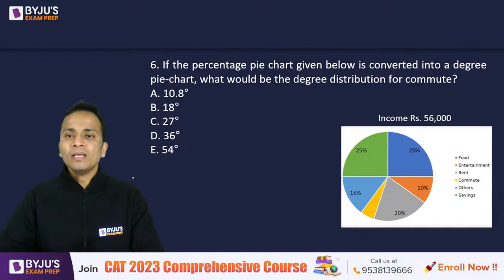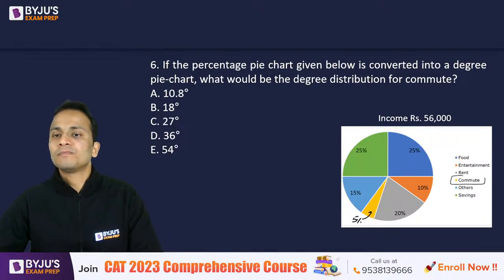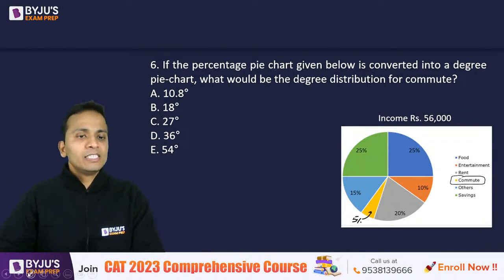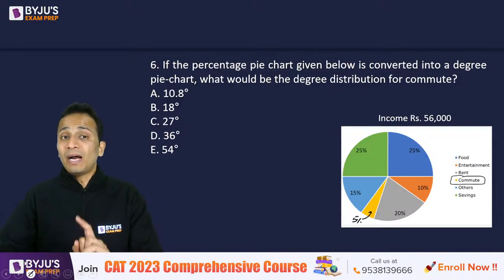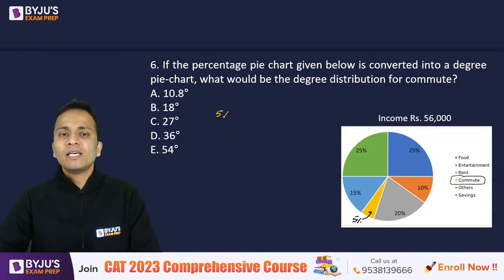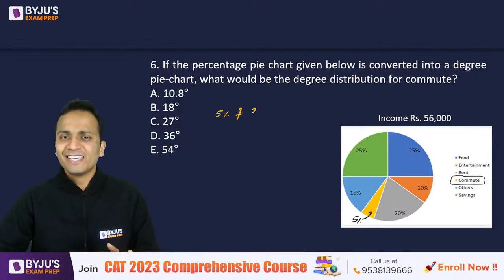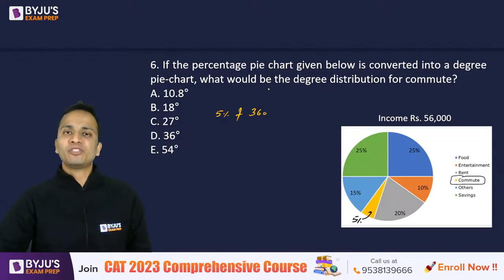Okay. So for commute, we have already seen this yellow portion in the pie chart, and it represents 5 percentage. So I just need to calculate 5 percentage, but I don't want to convert it in terms of rupees. I want to convert it in terms of degrees. So I'll calculate 5 percentage of total degree. Total degree कितना होता है? 360. So 360 का 5% calculate करना.